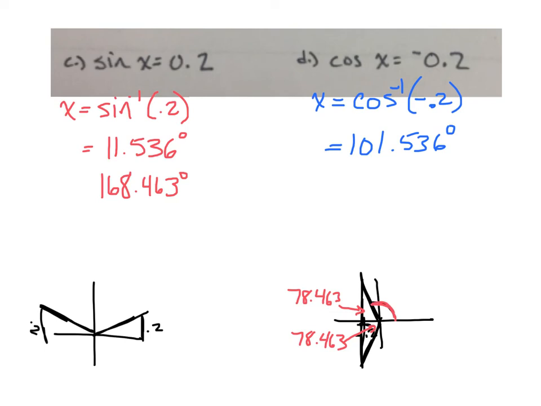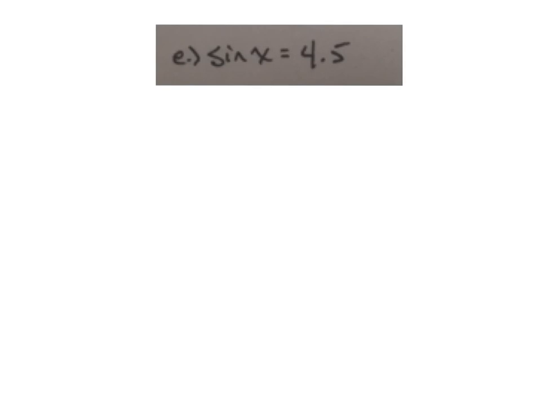So our first angle was the 101 degrees. Our second angle is going to be the one that wraps around down to this third quadrant. That's going to be 180 degrees plus that 78.463 degrees, to give us our second angle of 258.463 degrees.